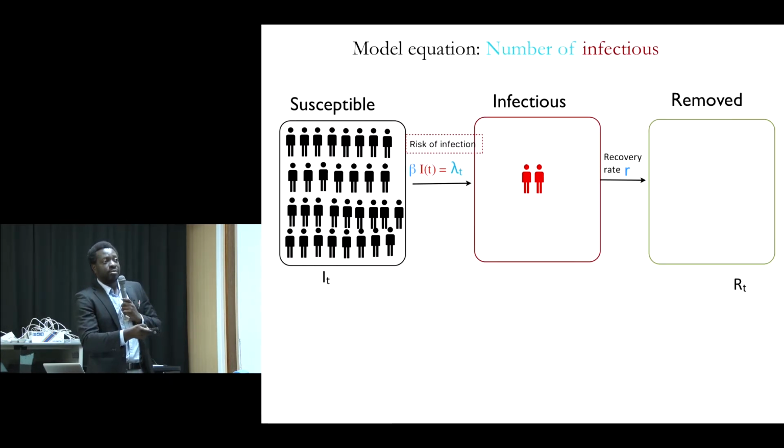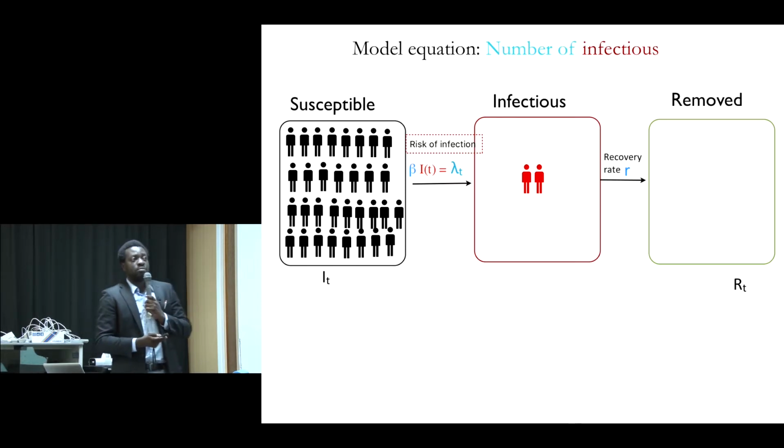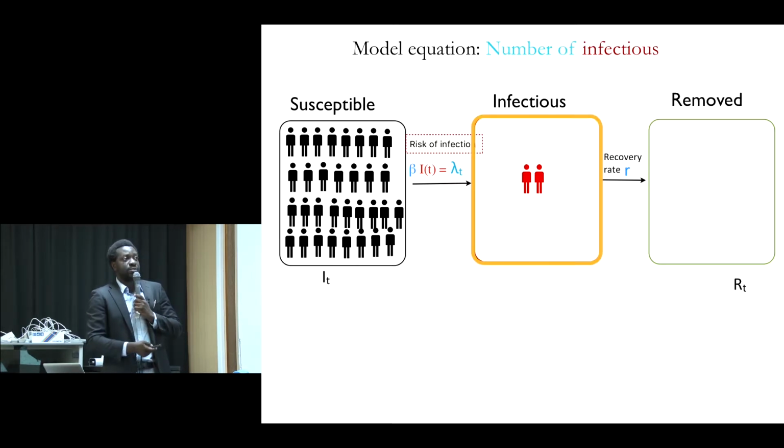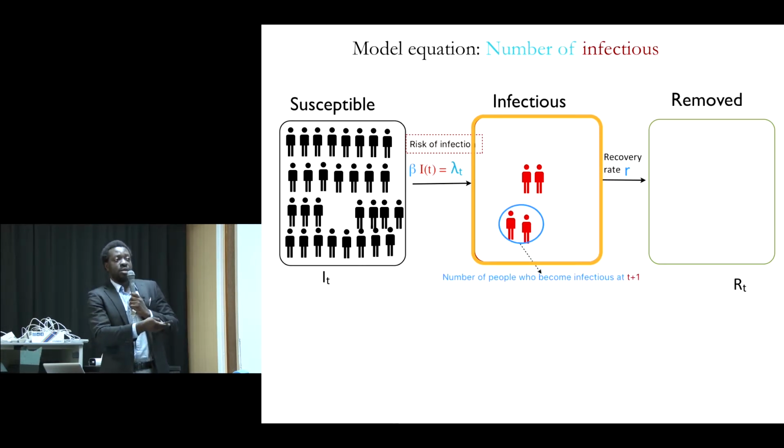So now we are here, infectious. We can also use an equation to predict the number of people here who are staying here every day. In a very intuitive way, you know that some people will come here, so there is a plus, and some people will leave this box, so there is a minus. So we have a plus and a minus. So we have the new people here. It's the number of newly infected people.